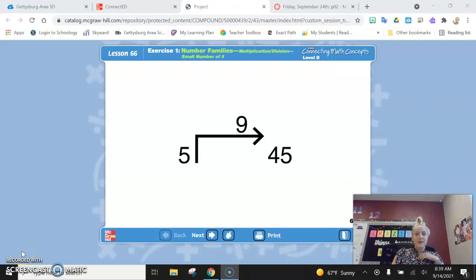Alright guys, here we go. We are doing lesson 66. So you should have your workbook open to lesson 66. We're going to start today by looking at this number family I have on the screen.